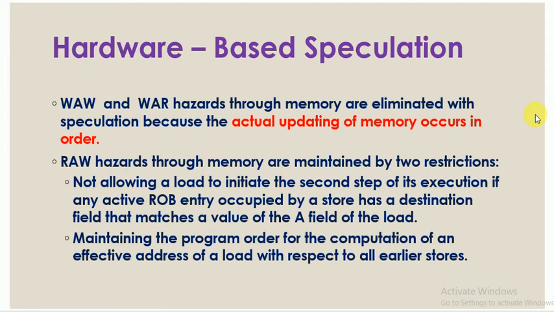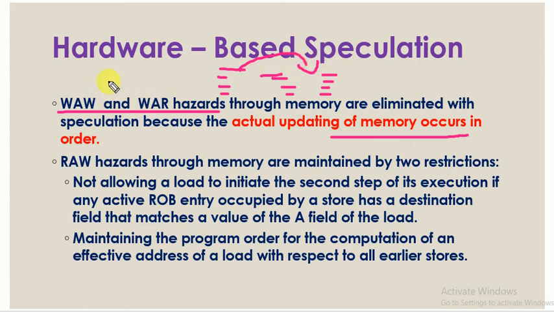So this is another one of the major dynamic scheduling mechanisms. By using this mechanism, write after write and write after read hazards are eliminated with speculation, because the actual update is done in the order of arrival of the instructions. They arrive in one order and execute in a different order, but finally they are committed in the same order as they arrive. So there won't be any such hazards created within this hardware-based speculation system.